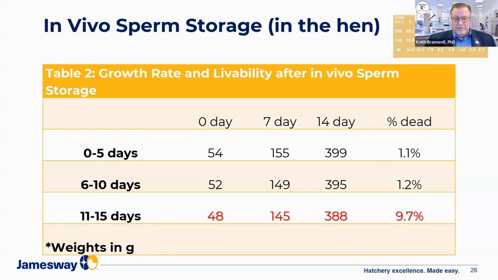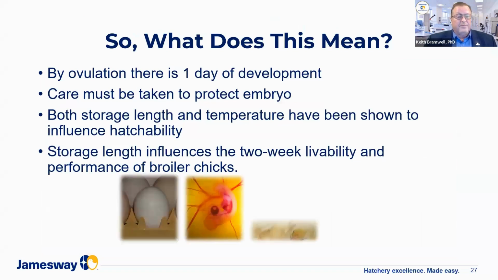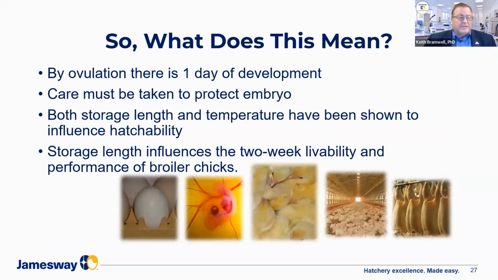Again, the chicks are not as viable as they should be if we have more frequent mating situations. So we just need to remember those things as we go into some other stuff. So what does it mean? It says by ovulation, there's 1 day of development, and so we've got to take care of that embryo.